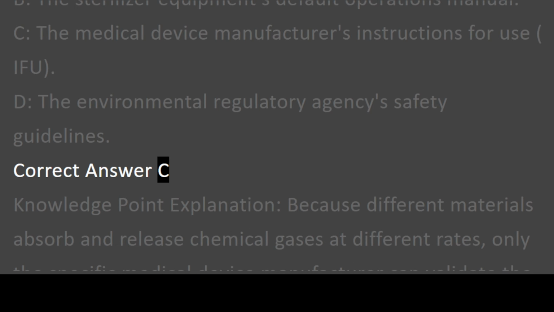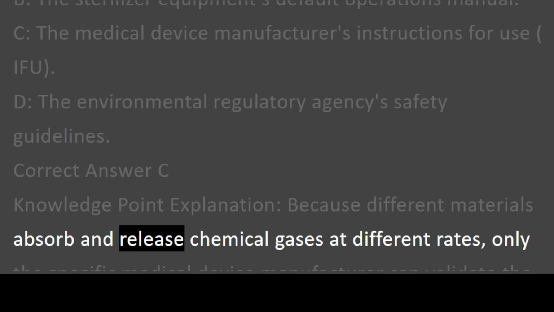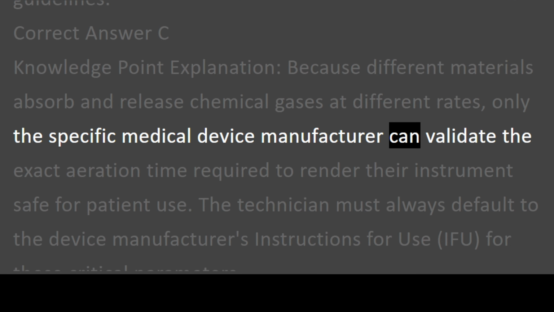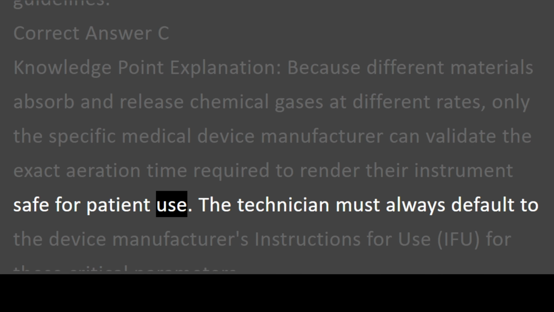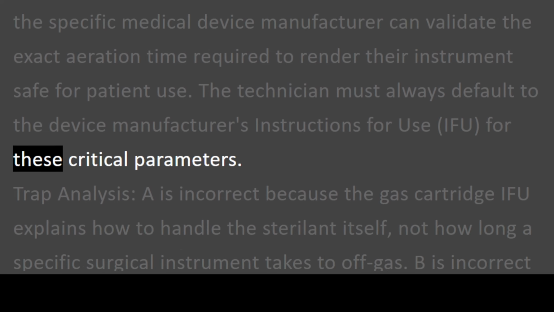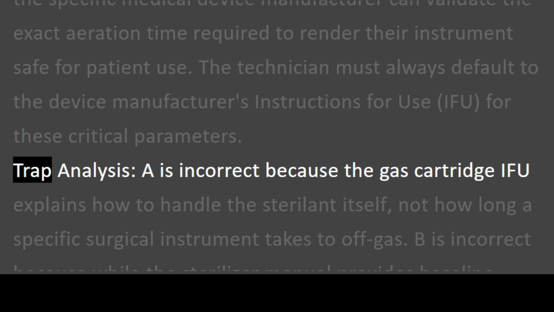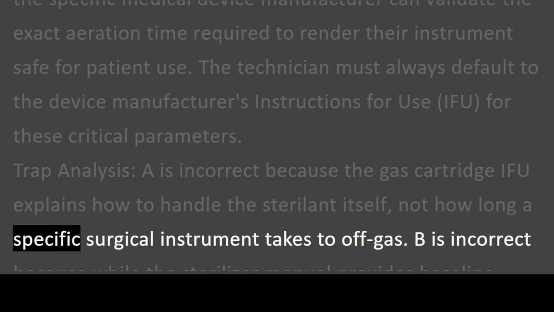Correct answer C. Knowledge point explanation. Because different materials absorb and release chemical gases at different rates, only the specific medical device manufacturer can validate the exact aeration time required to render their instrument safe for patient use. The technician must always default to the device manufacturer's instructions for use, IFU, for these critical parameters. Trap analysis. A is incorrect because the gas cartridge IFU explains how to handle the sterilant itself, not how long a specific surgical instrument takes to off-gas.